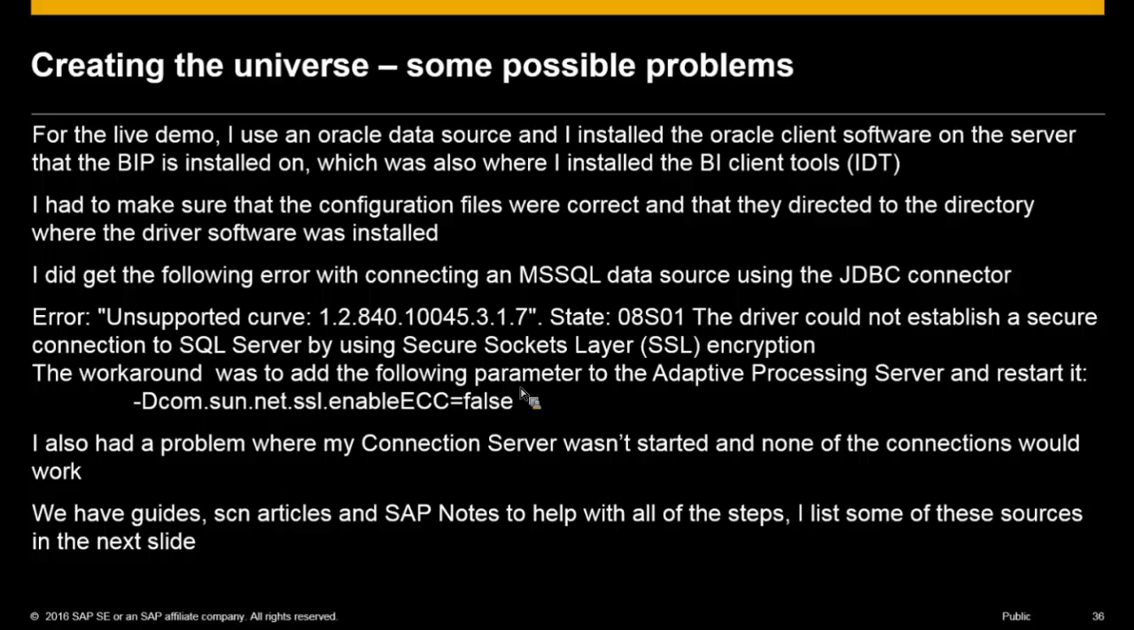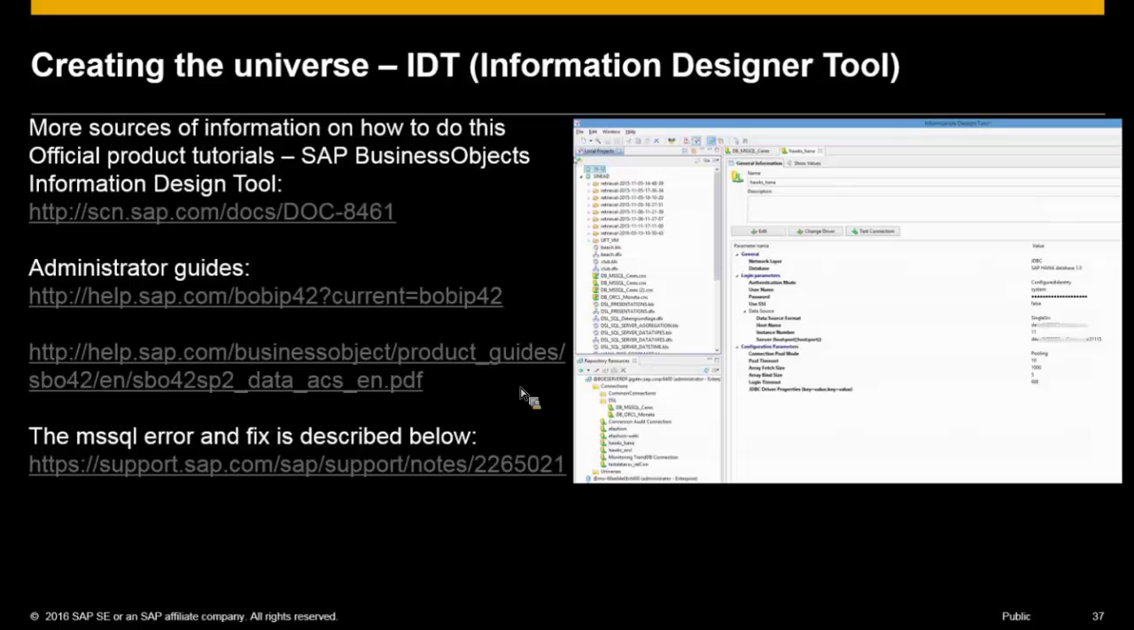I also had restarted my system and didn't realize that the connection server hadn't restarted, so none of my connections would work. So that's just something to check when you're troubleshooting issues. And so I've put guides, SCN articles, and SAP notes to help with all of these steps. I think it's sometimes very useful to have all this information in one place. So I list some of the sources in the next slide.